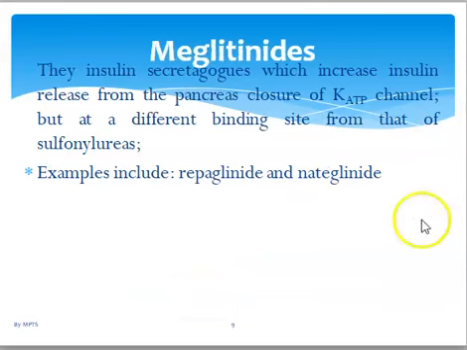Let's talk about the meglitinides. These are also insulin secretagogues, which increase insulin release from the pancreas by closure of the potassium ATP channel, but at a different site from the sulfonylureas. Examples we have are repaglinide and nateglinide. These are the examples.